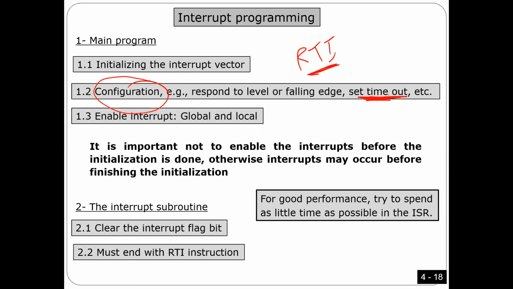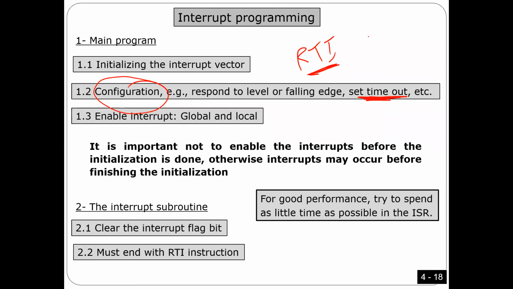I have to tell the timer, please timer interrupt me every 1 millisecond, every 20 milliseconds, or whatever. You got what I'm saying? That's what I mean by configuration. I didn't explain it before because this is not general. This is specific. It depends on the type of interrupt source.